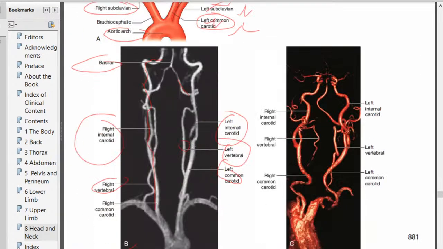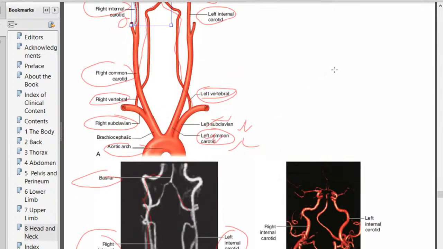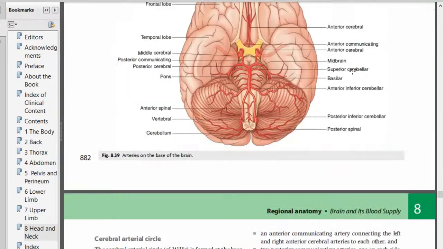The internal carotid artery in the circle gives 3 branches. The first is the posterior communicating artery. Then there is the ophthalmic artery, and there is the middle cerebral artery, which is connected by the anterior communicating artery. I think the anterior communicating artery is actually a branch given by the middle cerebral artery. Let's see.